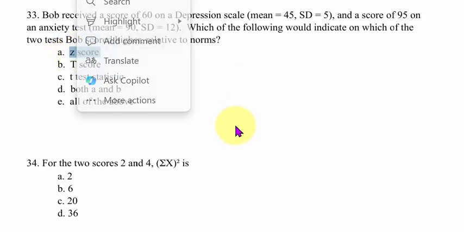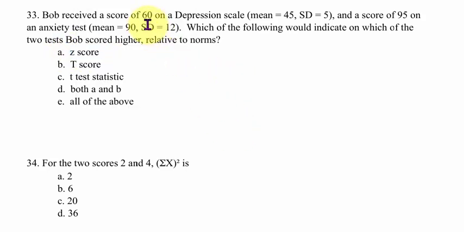And I'm going to do them in my head real quick. So Z-score. So his score 60 minus the mean of 45 is 15 divided by 5 is 3. So he got a Z-score of 3 on the depression scale, which is kind of high. He's really depressed. Now anxiety. So we take his score 95, minus 90 is 5. 5 divided by 12 is a lot smaller than 3. So he did much worse on the depression scale. So in other words, he's far more depressed than he is anxious.